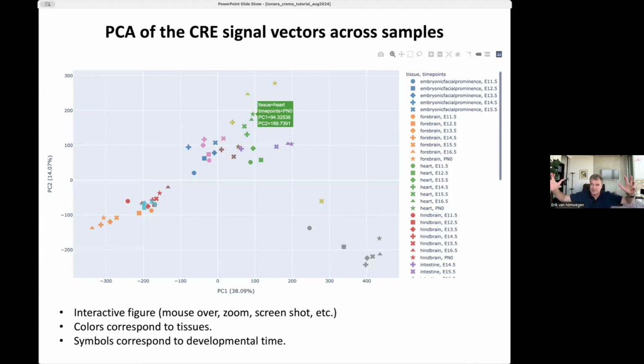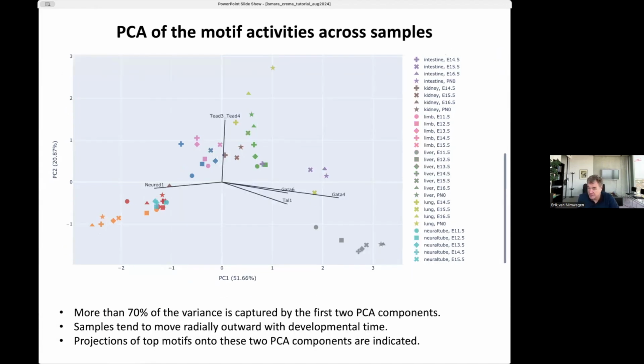So we take this matrix of CRE activities across the samples, and we perform principal component analysis on this. And then we map the samples to the first two principal components. You see the first component captures 38%, the second 14%. The colors here correspond to different tissues, and the symbols correspond to different time points. These are interactive plots; you can zoom in, zoom out, and take screenshots.